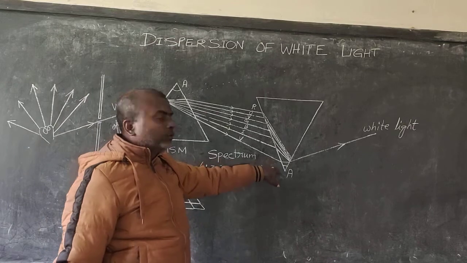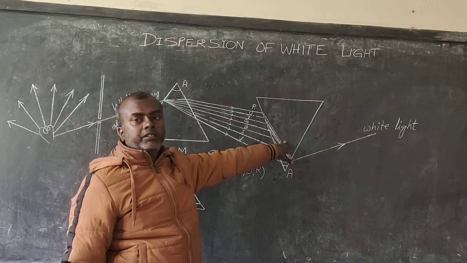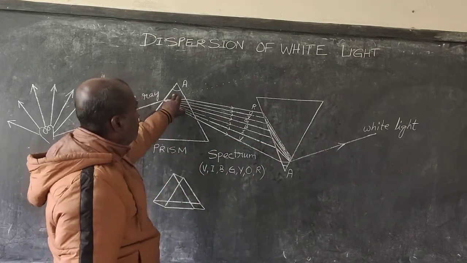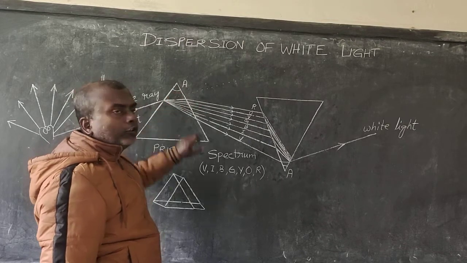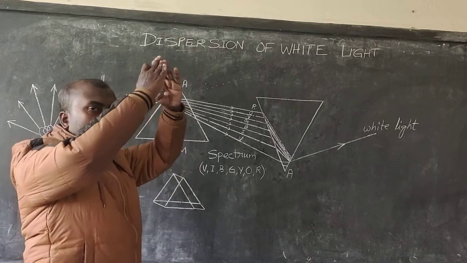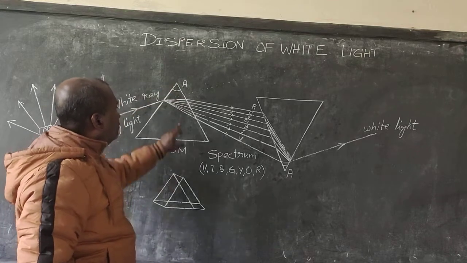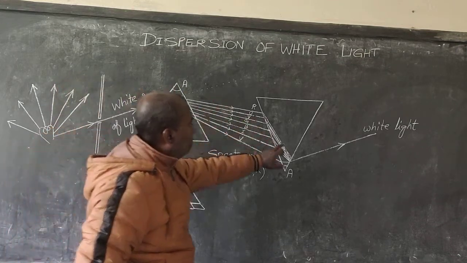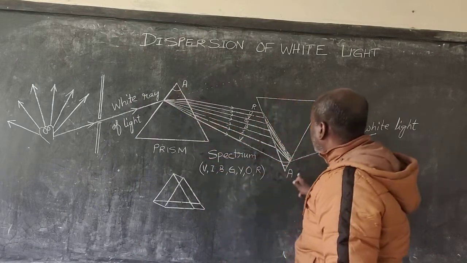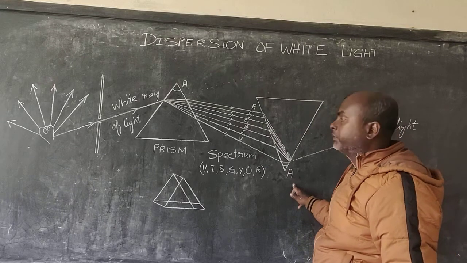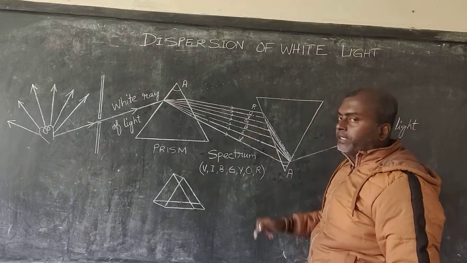Now, in front of these 7 colors, another similar prism like this one is kept. When I say similar prism, we have to be very specific. Here I have written A. This is called the angle of prism, where the two rectangular surfaces meet each other. The angle that is formed here is called the angle of prism. So this prism also will have a similar angle. If this is a 45 degree angle, then this prism also should have the same angle of 45 degrees. So a similar type of prism as this one should be kept in front of this spectrum.